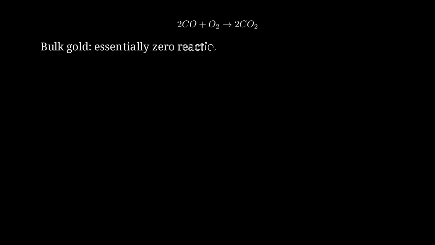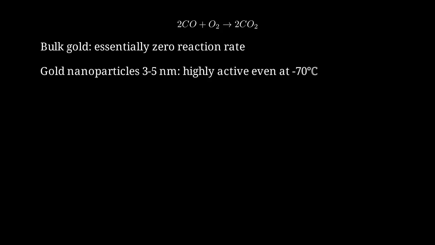On bulk gold surfaces, this reaction proceeds at essentially zero rate at room temperature. But gold nanoparticles between 3 and 5 nanometers in diameter are highly active catalysts, even at minus 70 degrees Celsius. The molecules adsorb onto the gold nanoparticle surface, react, and the product adsorbs, completing the catalytic cycle.